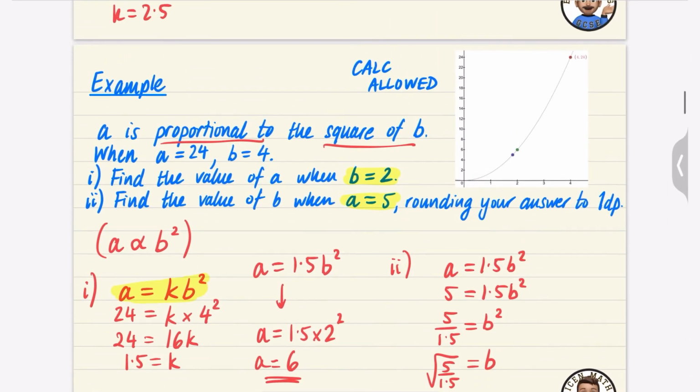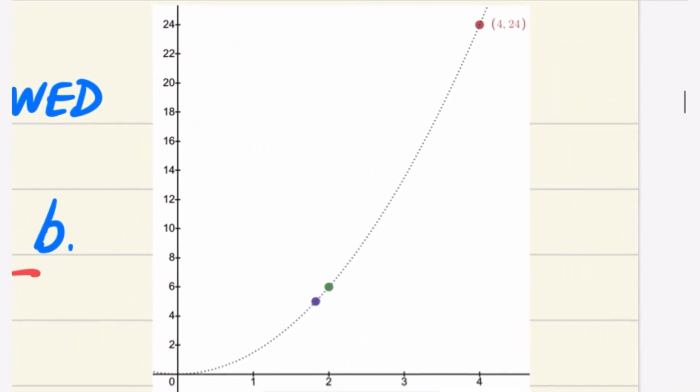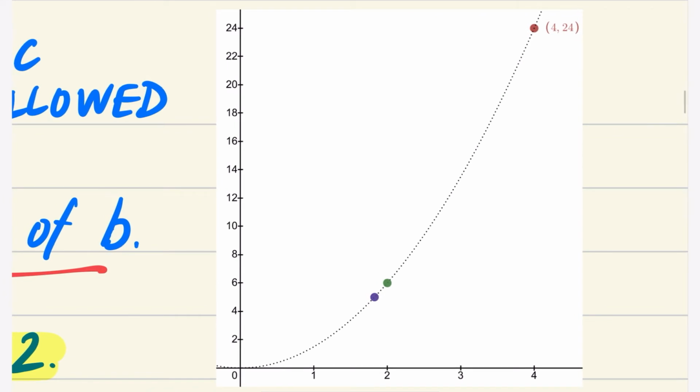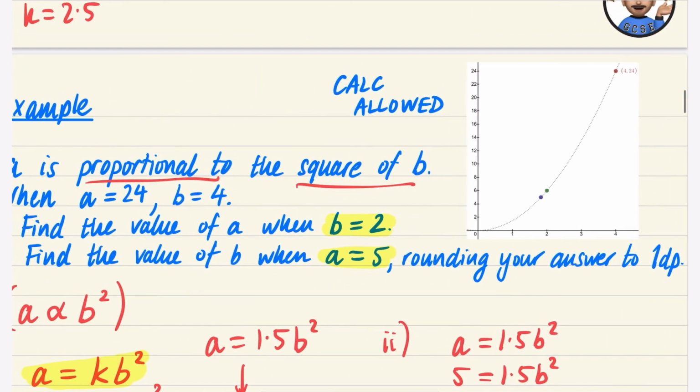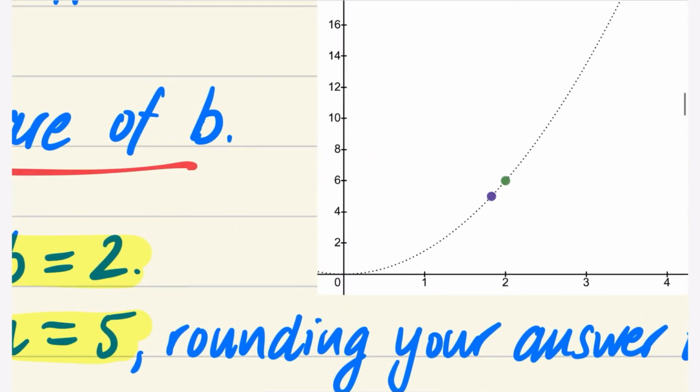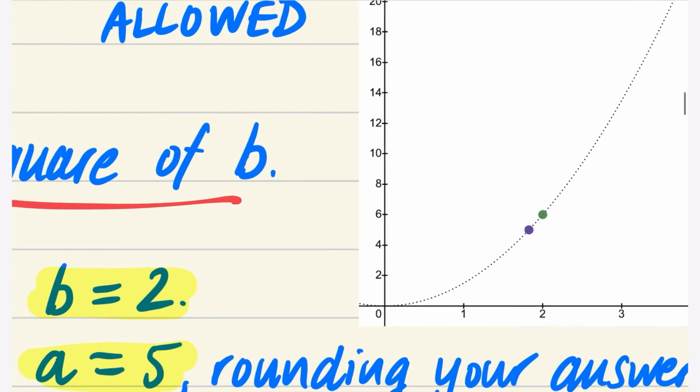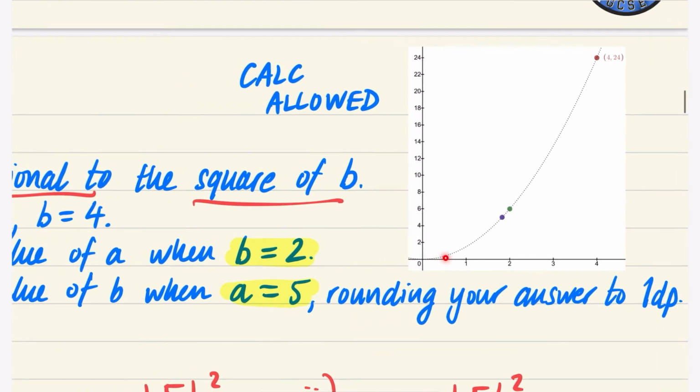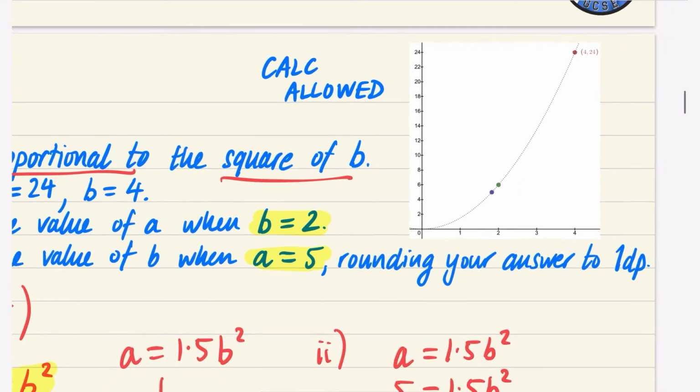Now you'll notice on the graph that I've got here, I've got the values that we had in the question. So we have the 4, 24 which was given to us, and then we've got these 2 values that were being discussed. So the first one is when b is equal to 2. Now when b is equal to 2, a is equal to 6. And then we had when a is equal to 5, we got that b was equal to 1.8. So notice how this one, the way the graphs are connected, is not a straight line anymore. They've actually been connected with a curved line.